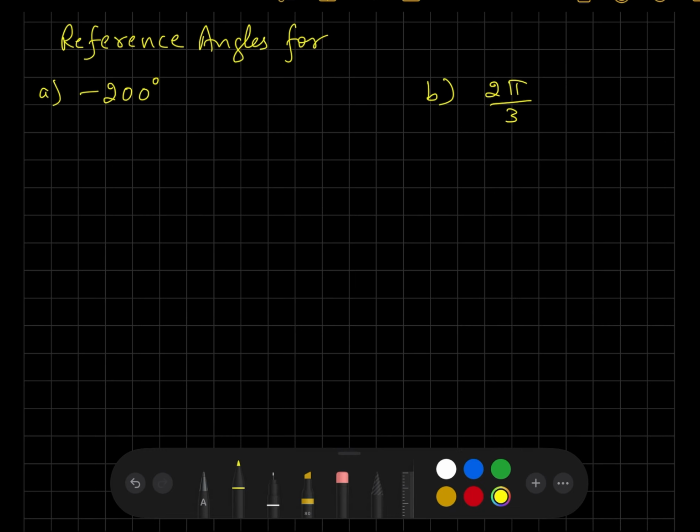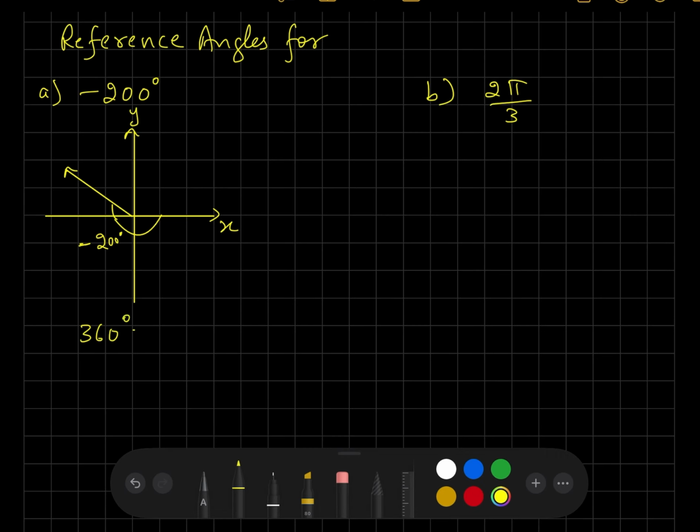First let us draw the diagram. I will draw the coordinate axes, my Cartesian plane. This is x, this is y. Negative 200 means 180 here and 20 more here. So this is my negative 200 degree angle. Now to find its reference angle, first I need the positive coterminal angle of it.